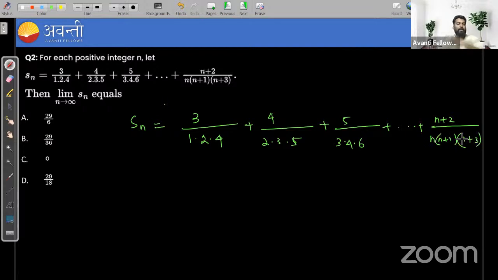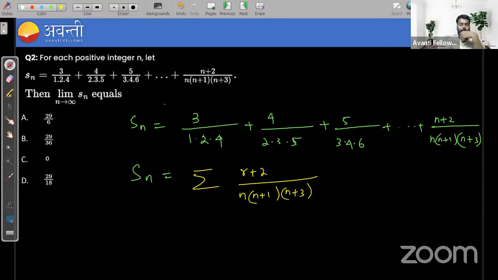So see, it is asking to find the limit of Sn. Okay, so if it is my Sn, how can we also write Sn by using the summation formula? So Sn we can also write like this, that is Sn is equal to summation of r plus 2 upon n into n plus 1 into n plus 3, right? Is it or not? We're getting, okay?